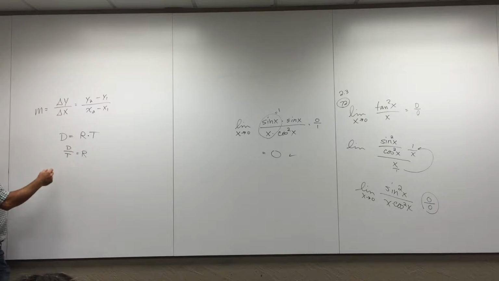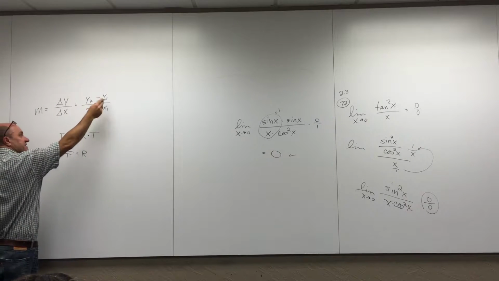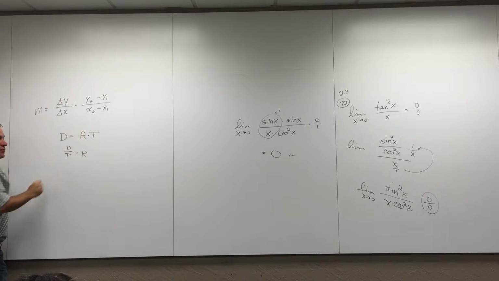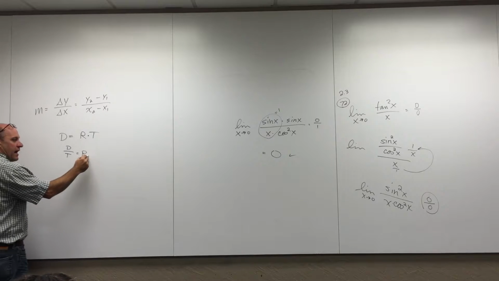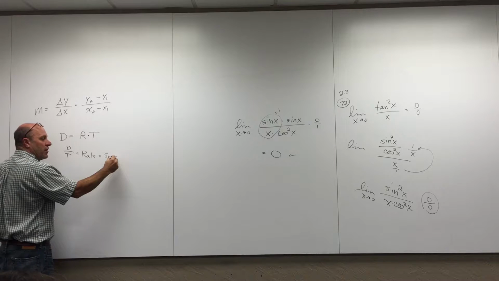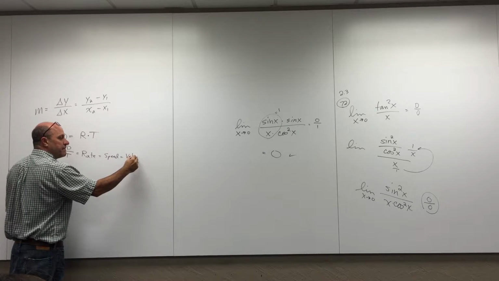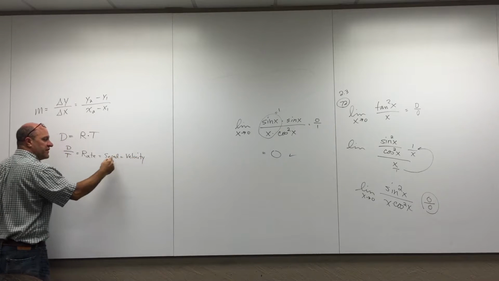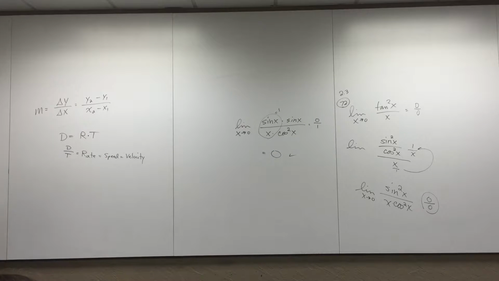And I just sort of got done saying that. If I have a distance over a time, then that's a rate. And the rate is the speed. Or maybe you say velocity. There's a little difference in those words.